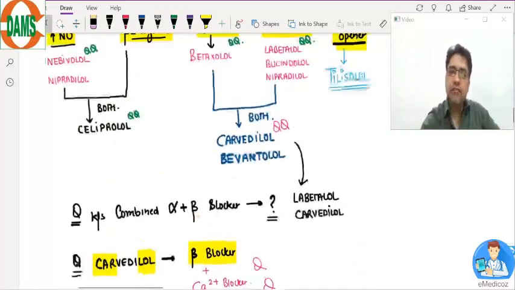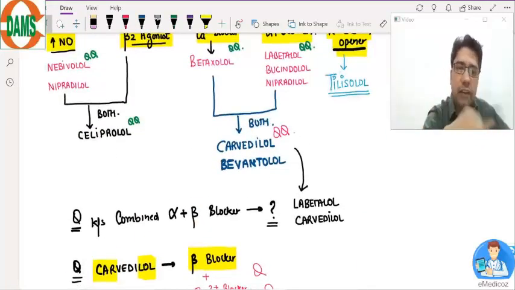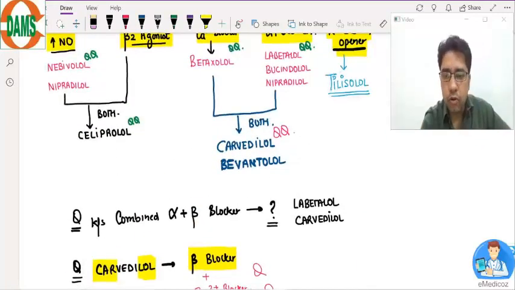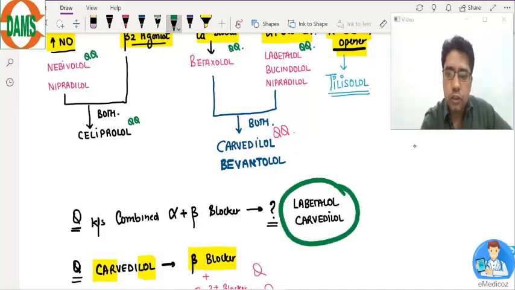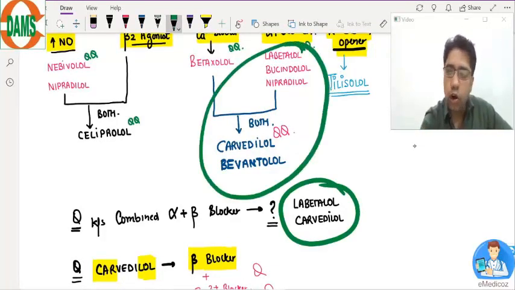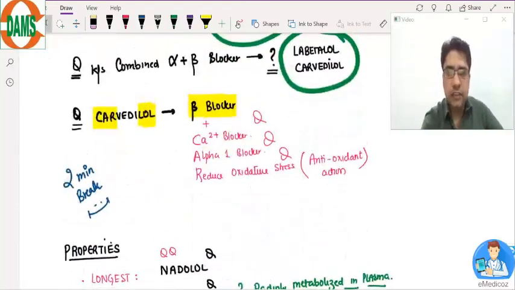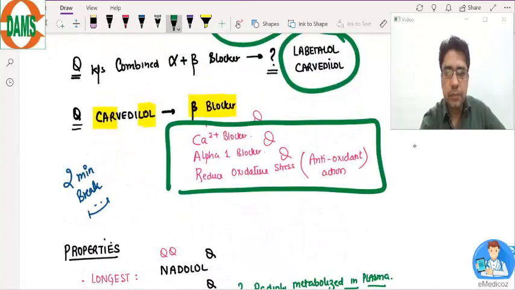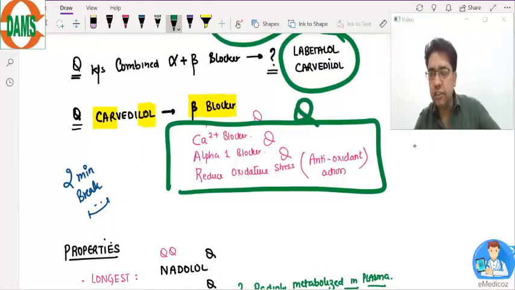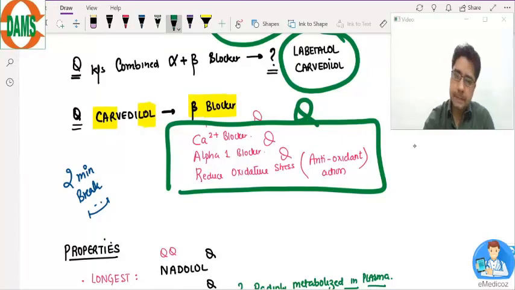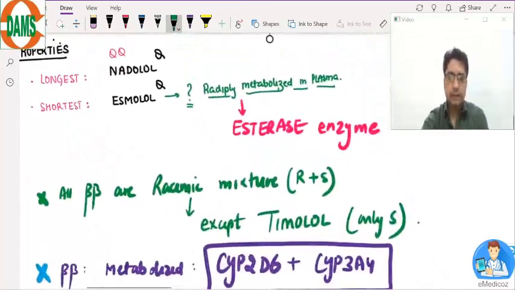We know these 5 beta blockers are combined alpha and beta blockers, but you have to remember only and only 2, although there are 5 I have told you. Carvedilol, other properties we have summarized. So which beta blocker has antioxidant action? That is carvedilol.